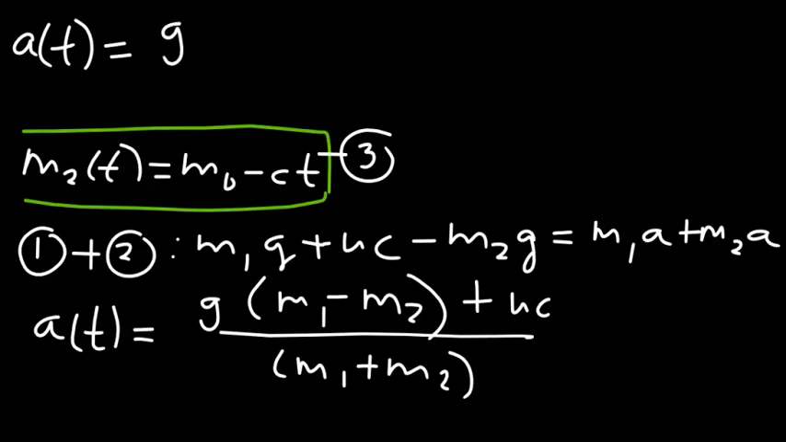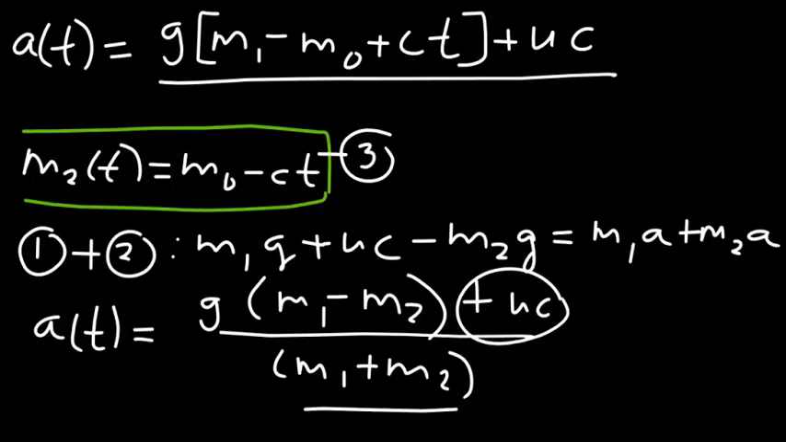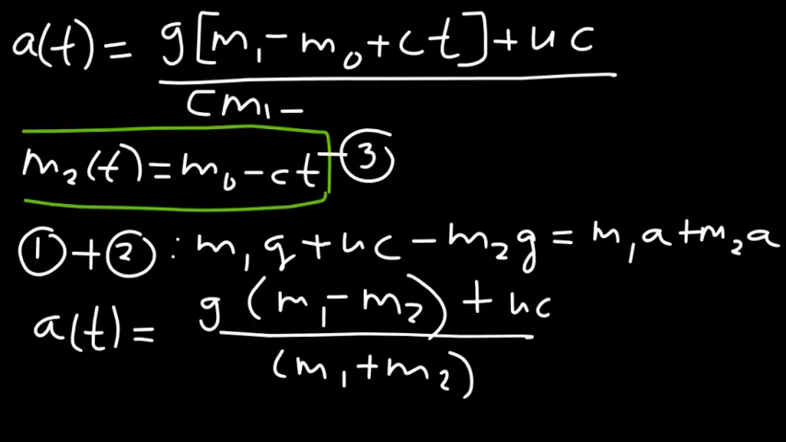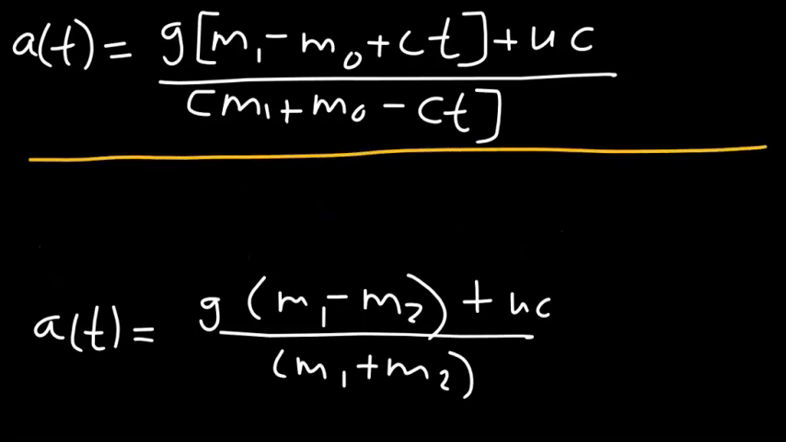G times the top one, m1 minus m2, is m1 minus m0 plus c times t, don't forget that term, plus uc, over m1 plus m2, which is m1 plus m0 minus ct, thus giving you the final answer for the acceleration of that system as a function of time in known quantities. And that solves the problem.